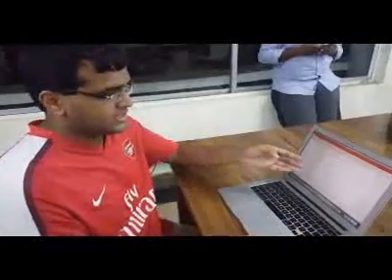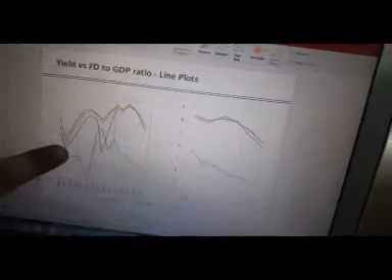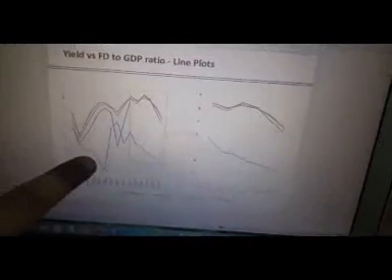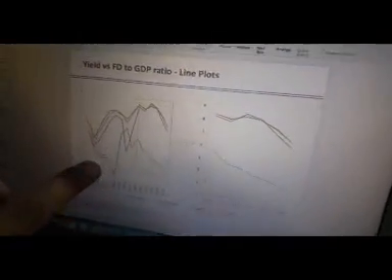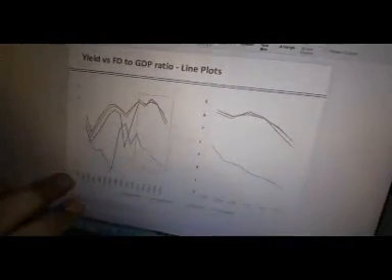This is a preliminary scatter plot of the four figures that we're talking about. The three benchmark yields are the red, green and blue lines on top, and the fiscal deficit to GDP ratio, the volatile line over here, is shown below. Everything is in percentages.